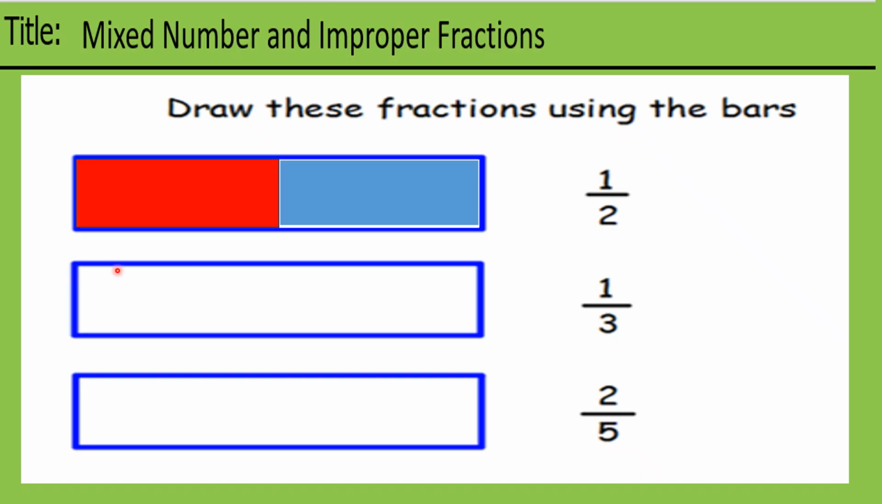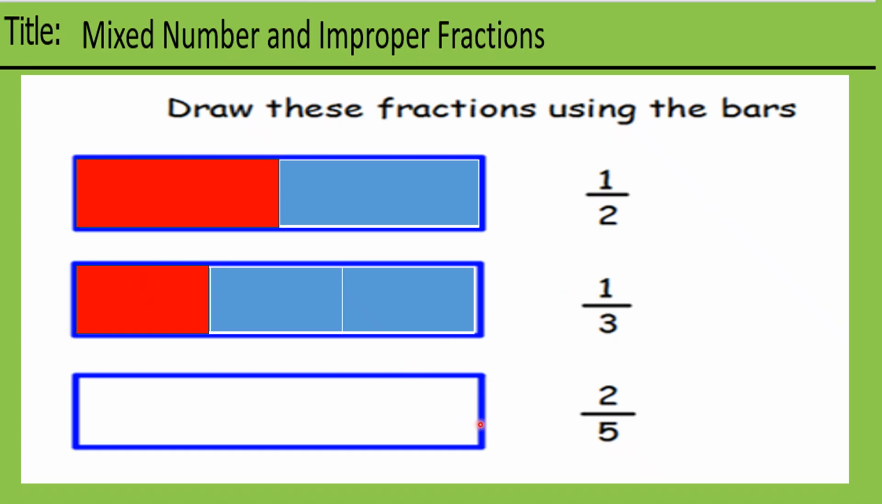Here we have a third, therefore we look at the denominator, which is 3. Therefore split this whole into 3 equal parts. So here we go. And then we shade 1 out of the 3 parts. So let's shade 1 out of the 3 parts. So here we have now 1/3.